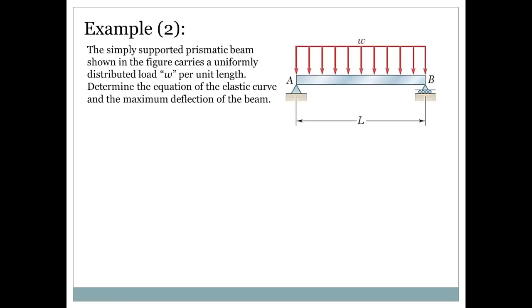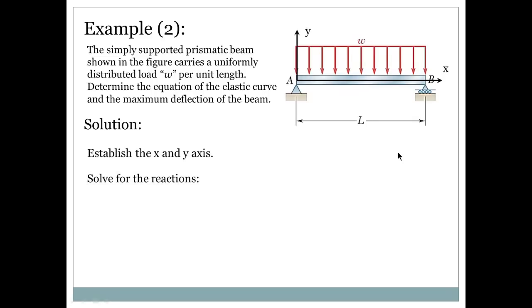The simply supported beam shown in the figure carries a uniformly distributed load W per unit length. We need to determine the equation of the elastic curve and the maximum deflection of the beam. The solution: first we need to establish the x and y axes. Here are the x and y axes.